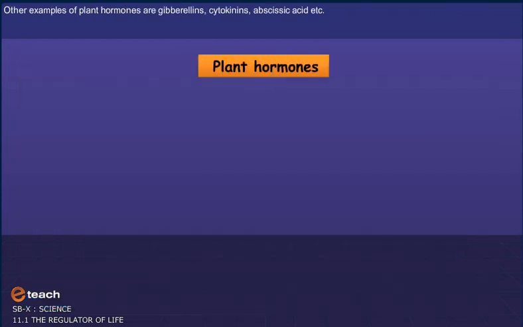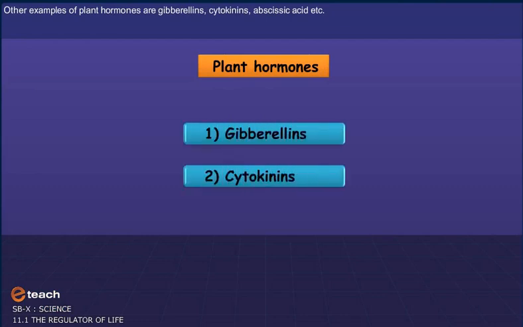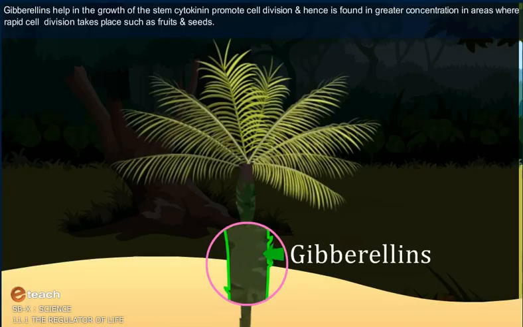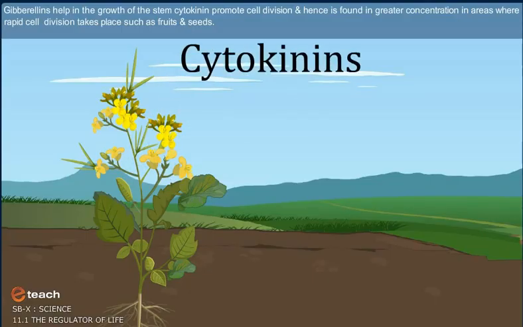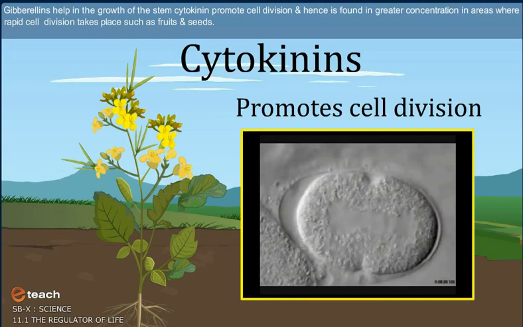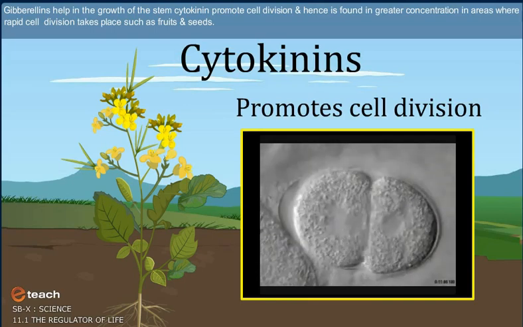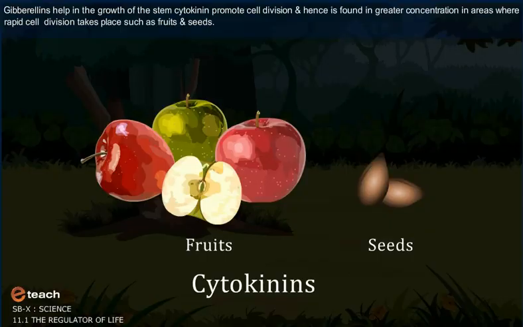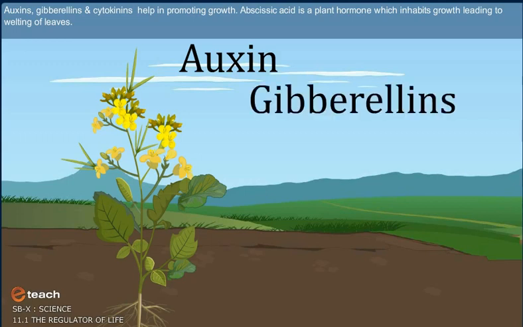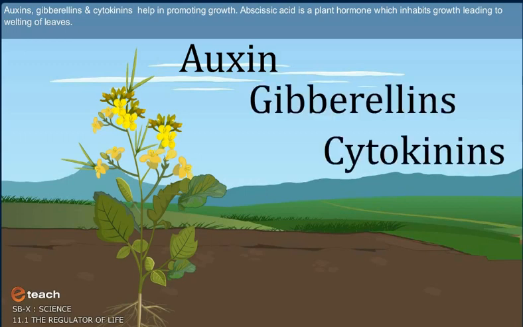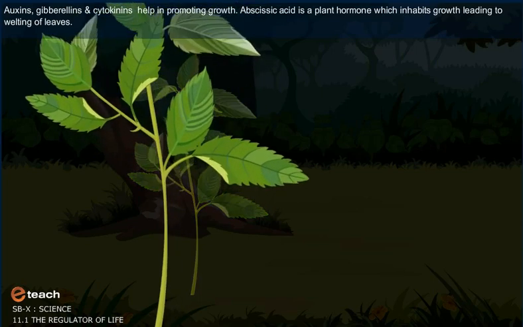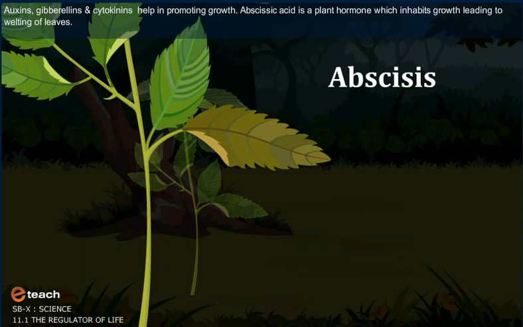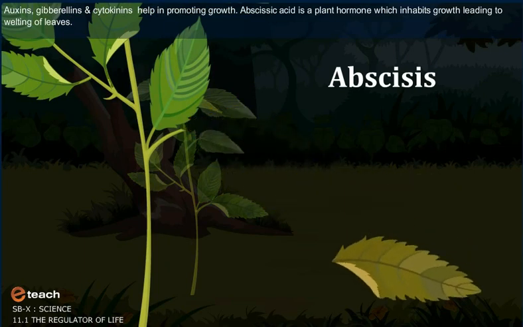Other examples of plant hormones are gibberellins, cytokinins, abscisic acid, etc. Gibberellins help in the growth of the stem. Cytokinins promote cell division and hence are found in greater concentration in areas where rapid cell division takes place, such as fruits and seeds. Auxins, gibberellins and cytokinins help in promoting growth. Abscisic acid is a plant hormone which inhibits growth, leading to wilting of leaves.